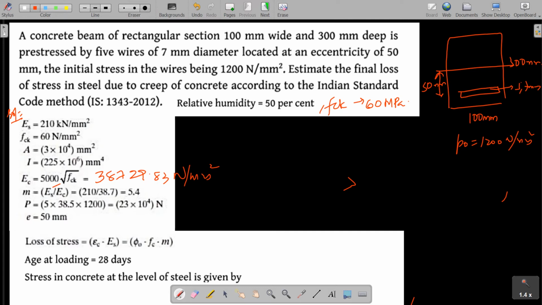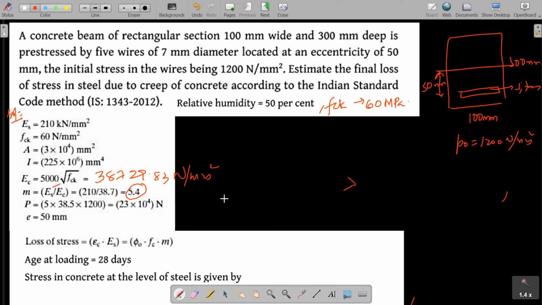You get this value as 38729.83. So from here, substituting that value, you will get the modular ratio m as ES by EC, which is 5.4. So up to this you know. And the pre-stressing force, you have 5 tendons of 7 mm diameter. Area of pre-stressing force is 1200, so you will get this in Newton. The eccentricity is given as 50 mm.